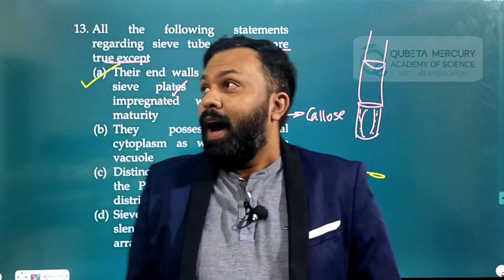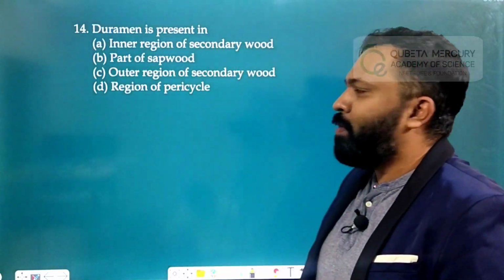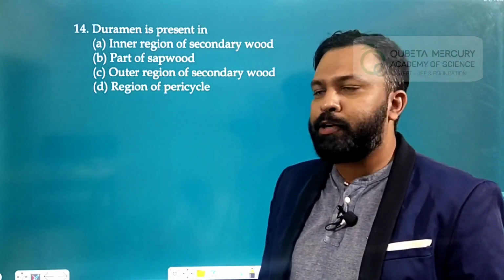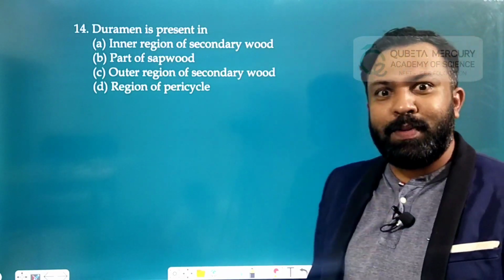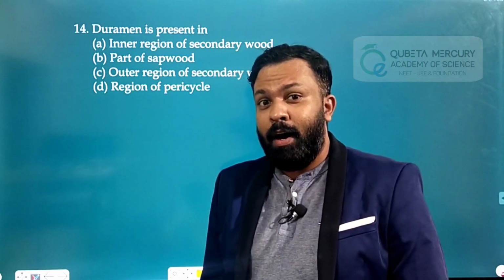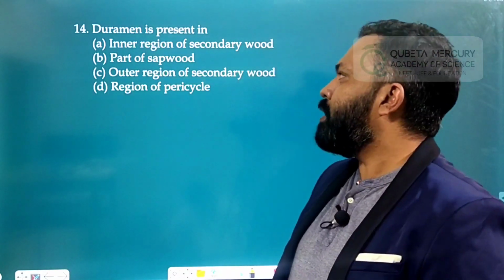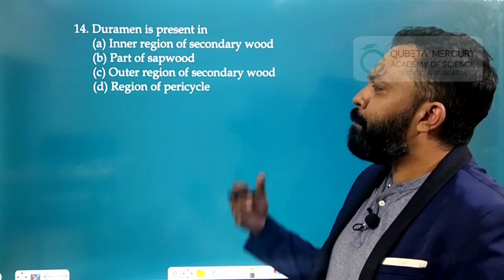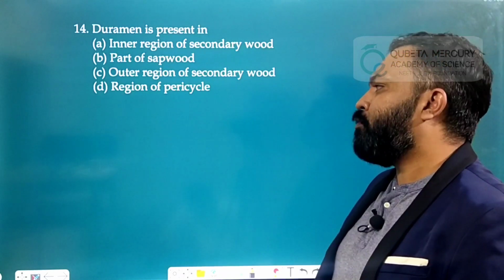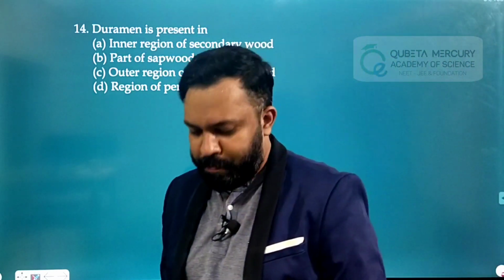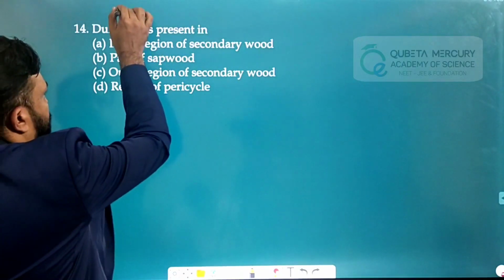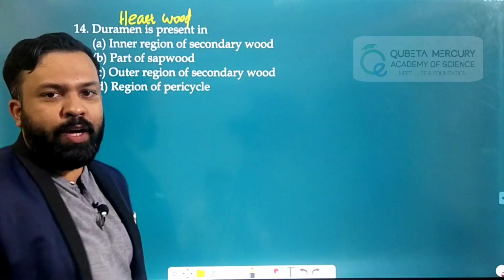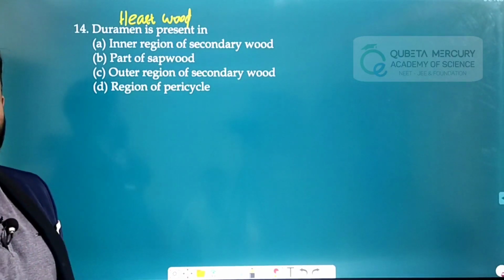Okay, that's it. And now we are moving on to question number 14. Duramen, again from the chapter Anatomy of Flowering Plants, from the secondary growth area. Duramen, otherwise said to be the heartwood, the long durable wood. Duramen is present in the inner region of secondary wood, part of sap wood, outer region of secondary wood, or region of pericycle. Duramen is otherwise said to be the heartwood, the dark colored wood, the highly durable wood, the dense wood.